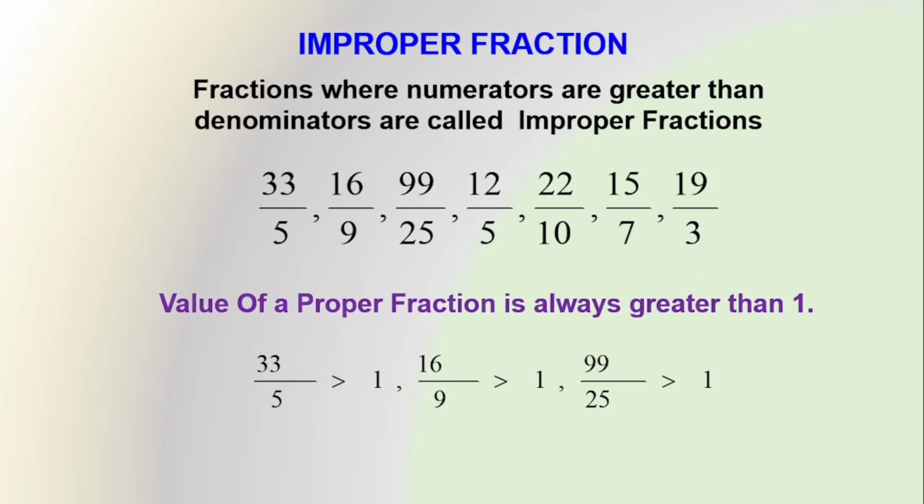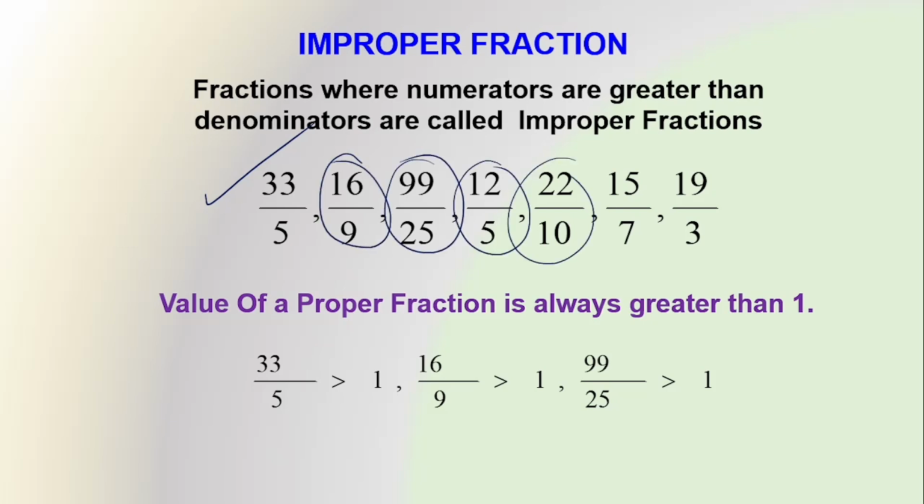Next, improper fractions. An improper fraction is the reverse of a proper fraction, that is, the numerator is greater than the denominator. And also remember, all improper fractions are always greater than 1. Examples of improper fractions are 33 by 5, 16 by 9, 99 by 25, 12 by 5, 22 by 10. All are improper fractions, meaning the denominator is smaller than the numerator, or the numerator is greater than the denominator.